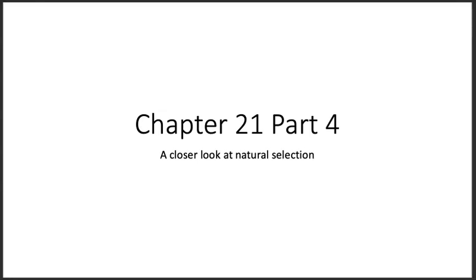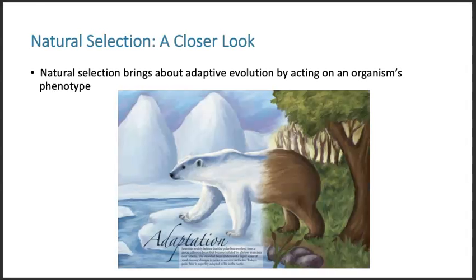We're really going to dive much deeper into natural selection in this part and think about some of the subtleties that are involved in natural selection. So let's start out with remembering that natural selection is the only thing that brings about adaptation or adaptive evolution. And it happens because it's acting on the organism's phenotype, even though it's the alleles or the genes that get passed into the next generation. Natural selection acts on the phenotype.